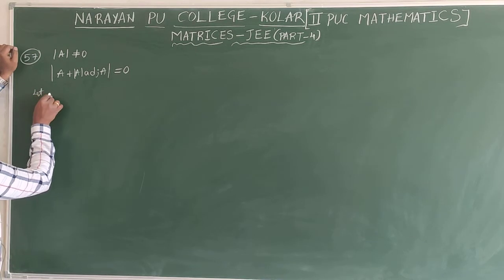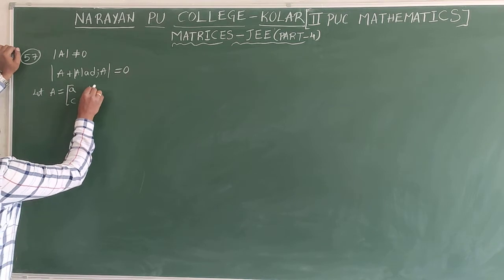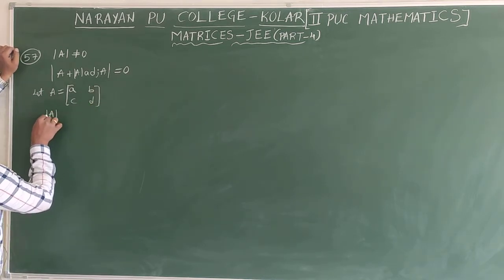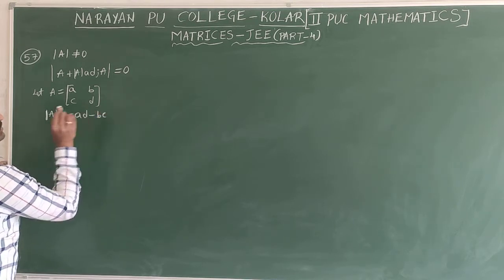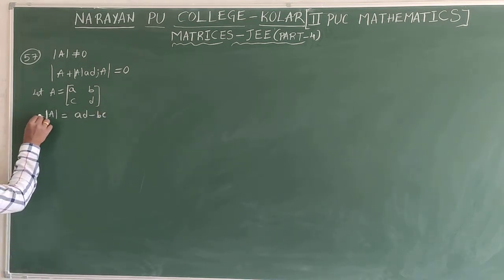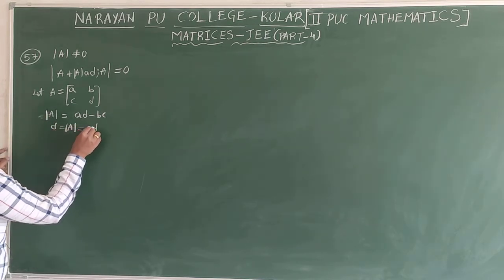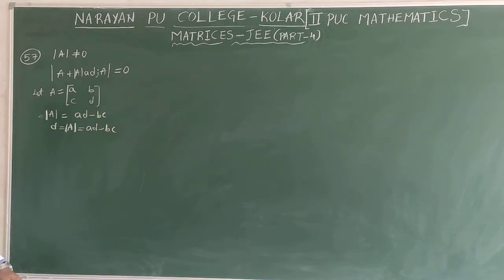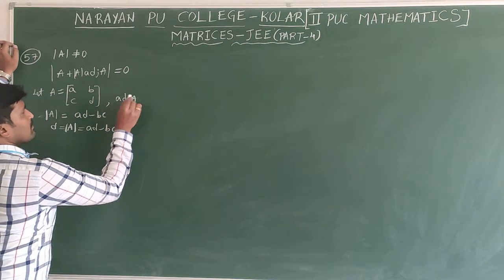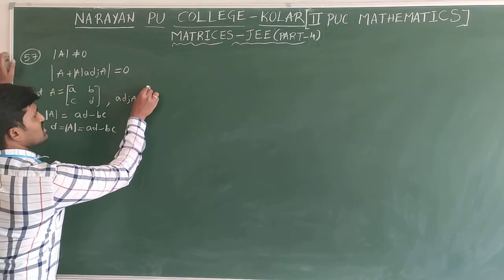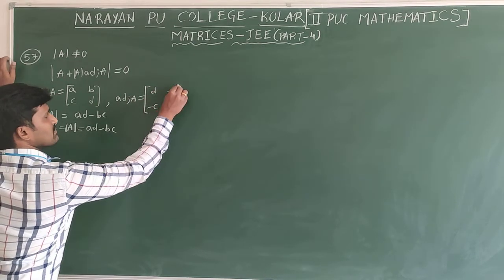Now I am taking a matrix like this: a, b, c, d. Now I will find det A. What will det A be? It is ad minus bc. For det A I will use one symbol, a small d. Now d equal to det A, that is ad minus bc. Now for adjoint A, what will you get? Because there is a condition given already. Adjoint A for a 2 by 2 matrix is d, a, minus b, minus c.